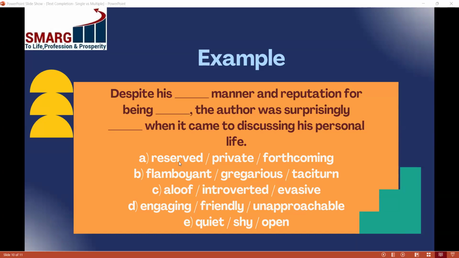All right. So, not unanimously per se, I'll say majority have chosen option A, which happens to be correct, that despite his reserved manner and reputation for being private, the author was surprisingly forthcoming when it came to discussing his personal life. Now, one person has also said that option E also feels like a good option, quiet, shy, and open, right? So why is E not a perfect fit? Who can tell? Why not E?